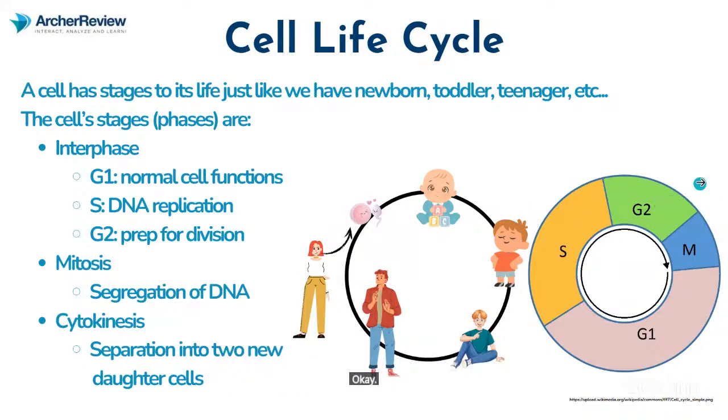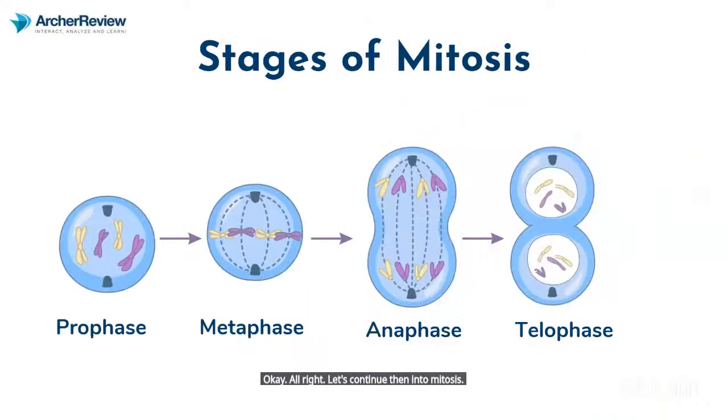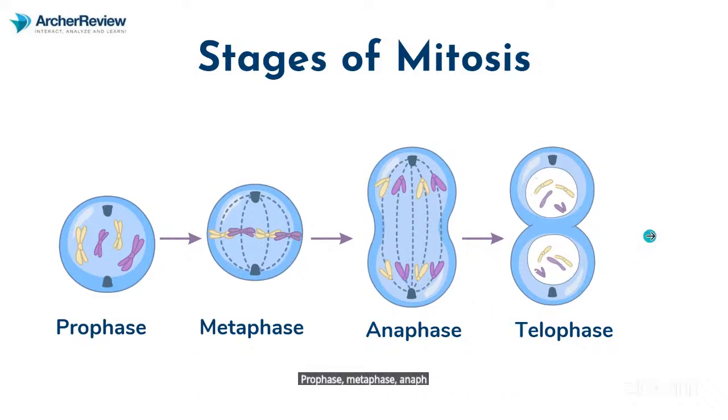All right, let's continue then into mitosis. There are 4 stages of mitosis: prophase, metaphase, anaphase, telophase. There is cytokinesis, but it's actually not a stage of mitosis. It's that final step that splits those two cells apart, so it is not technically one of those 4 phases of mitosis. A lot of my students would come up with PMAT for this, just to keep them in order: prophase, metaphase, anaphase, telophase.